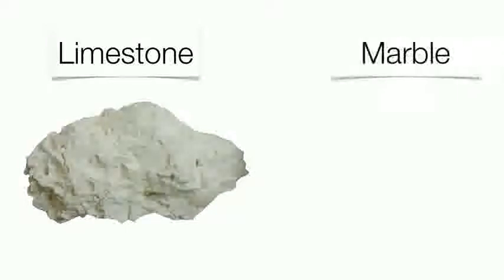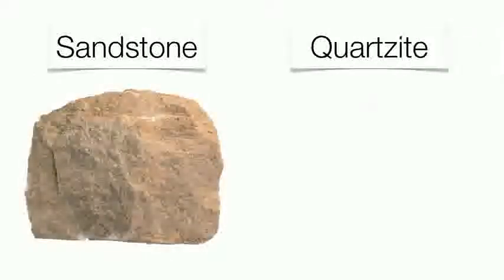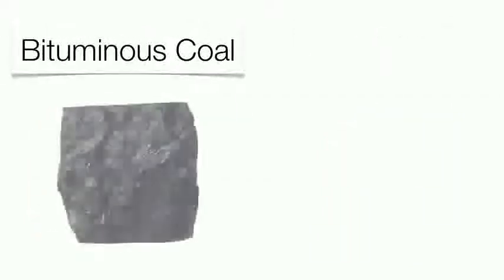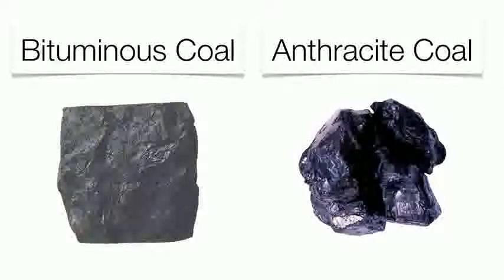You get a rock called limestone, which is sedimentary, and that's going to alter into marble. Again, that can be made either through regional metamorphism or contact metamorphism. You can get a rock called sandstone, which is sedimentary. That can be altered into quartzite. Again, that can be either regional or contact metamorphism. You get a rock called bituminous coal. That can be altered into anthracite coal. Again, either through the regional process or the contact process.